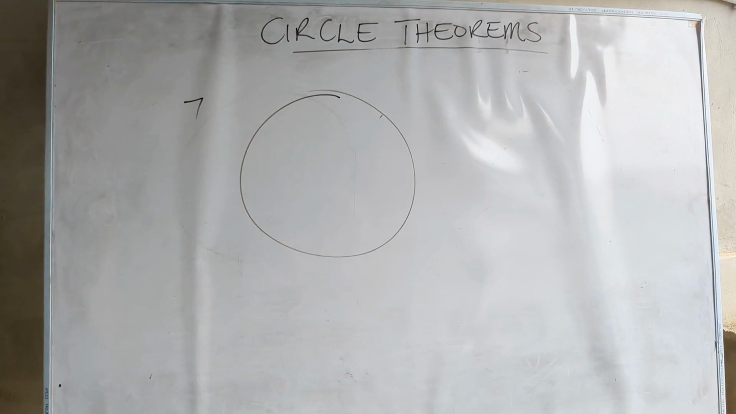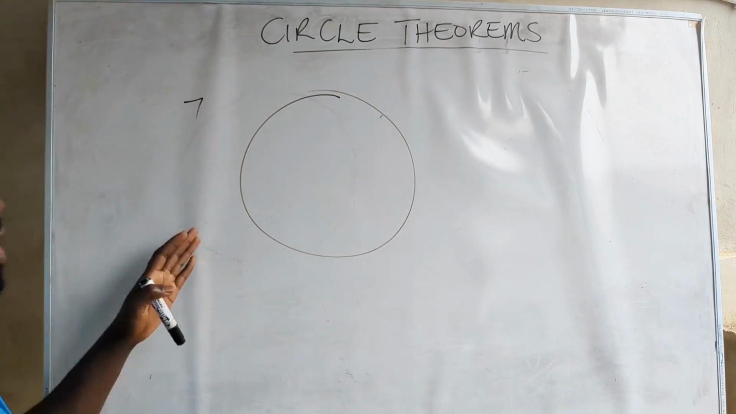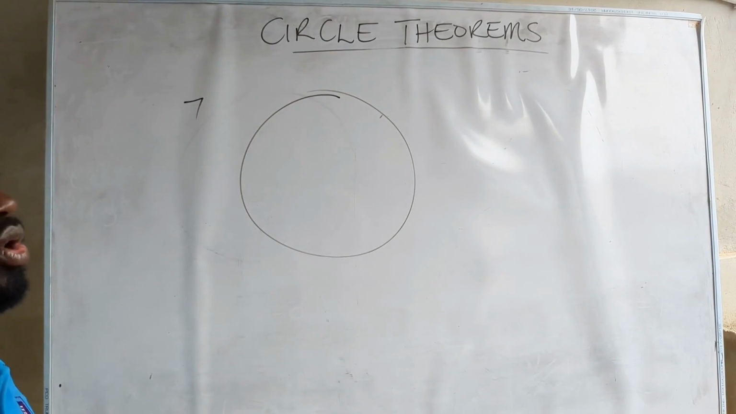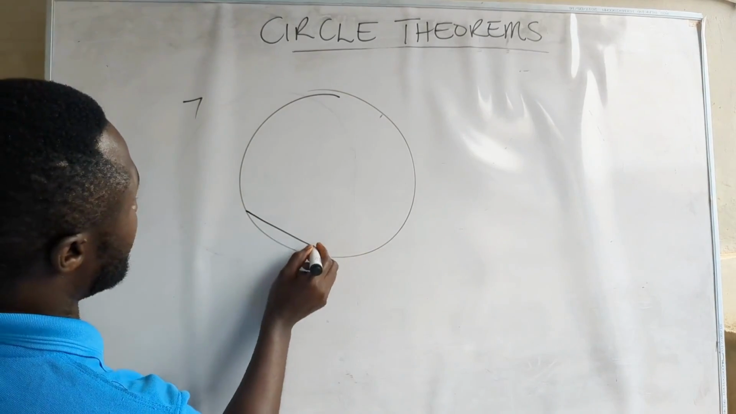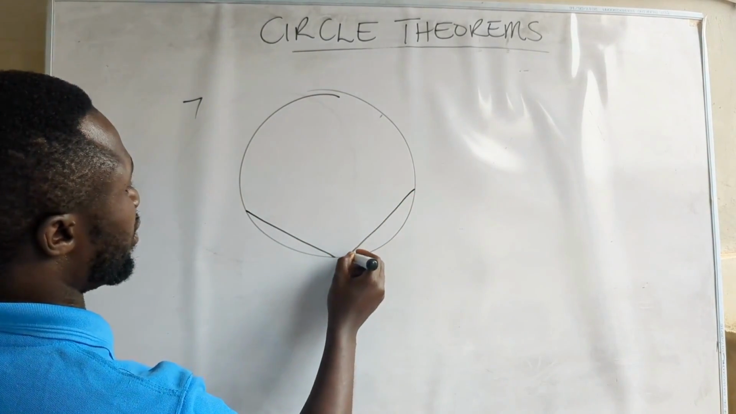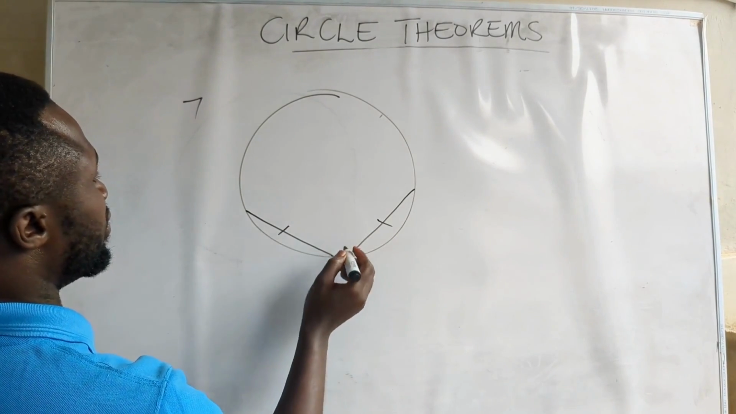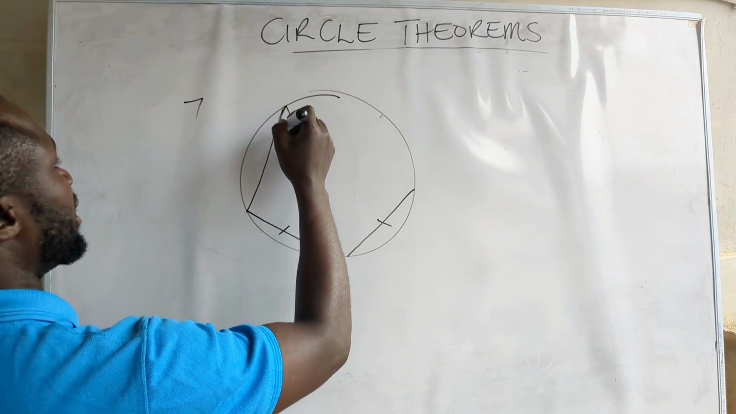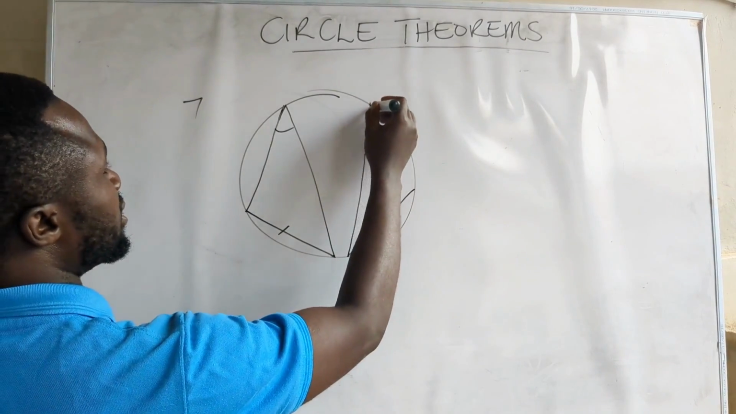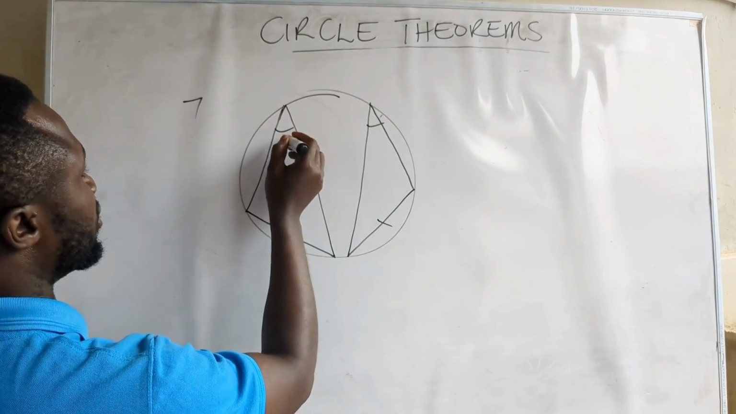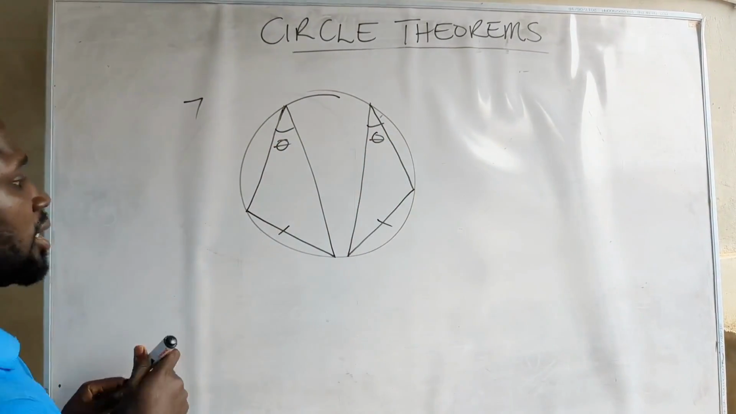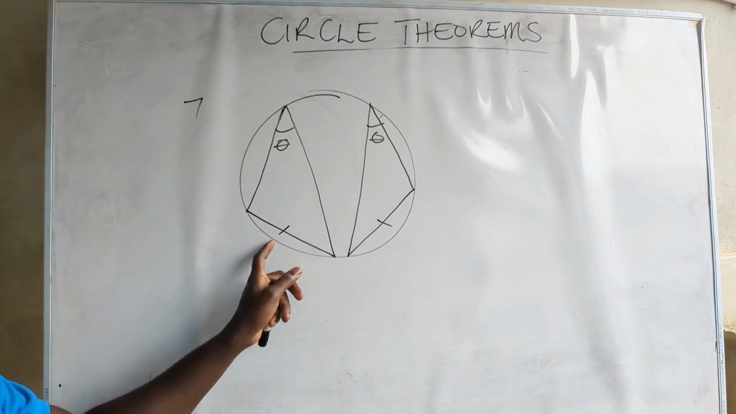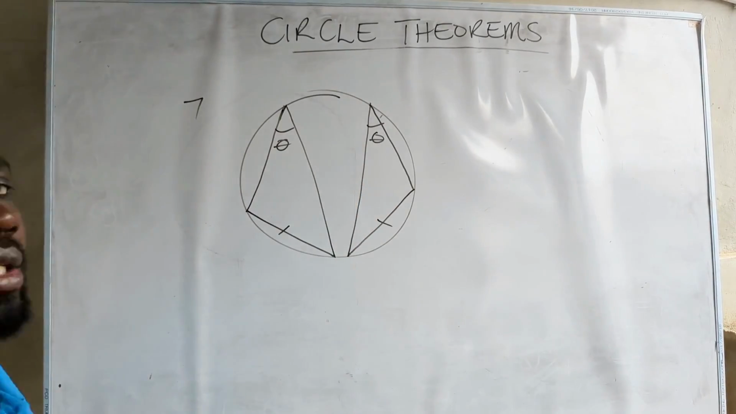Number 7. Another property that we have to learn is that if we have a circle and the circle has equal chords, so this can be one chord, this can be another chord. Let's say this chord is equal to this. Then the equal chords will sustain the same angle at the circumference. So if here is theta, then here is also going to be theta, because the chords are the same, they will sustain the same angle at the circumference of the circle.